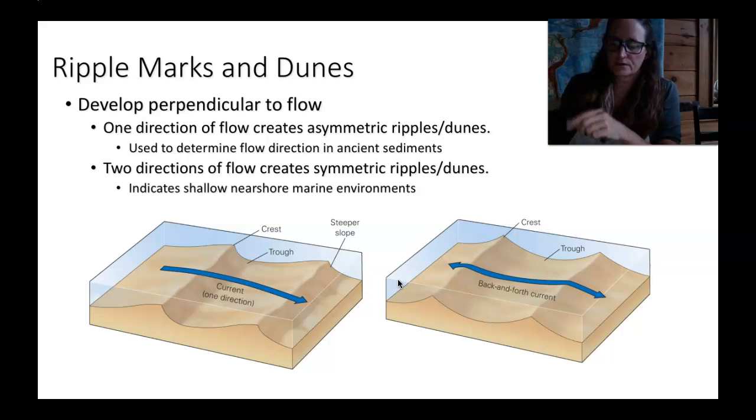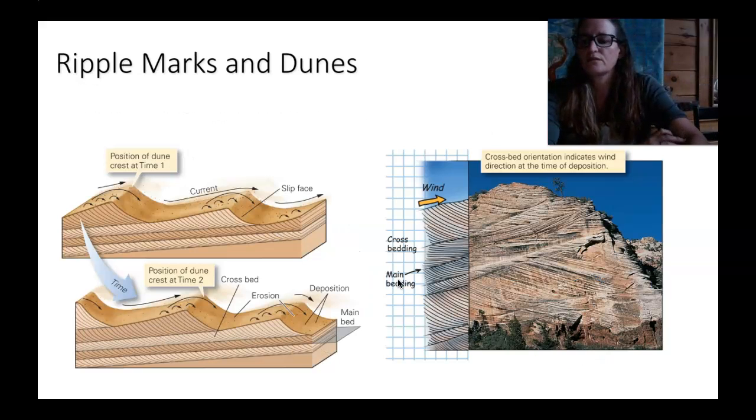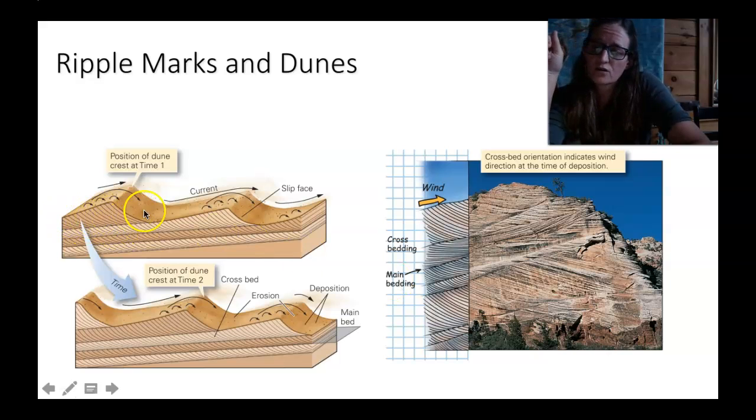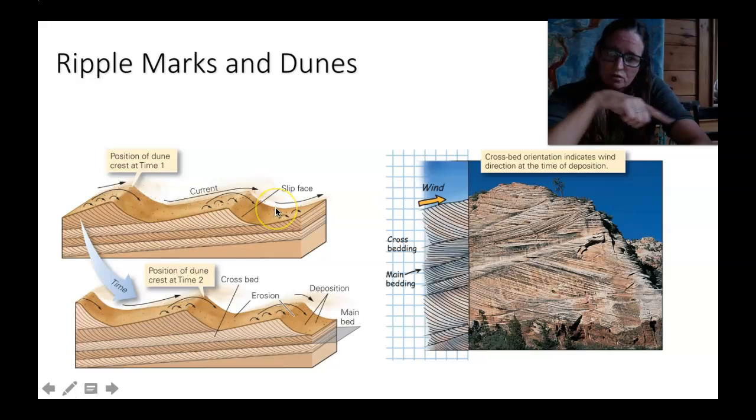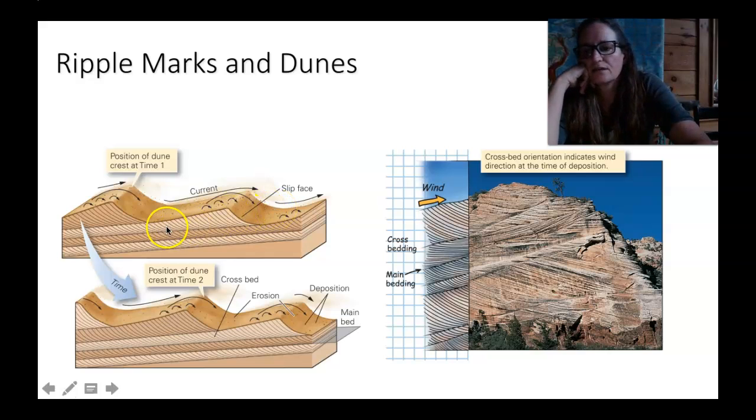Asymmetrical ripples mean the current is going in one direction. If you look at the inside of that ripple, then you have sand grains that are going to go up the backside of the ripple, and then they cascade down the front. That happens over time, and the ripples crawl up the back of each other.